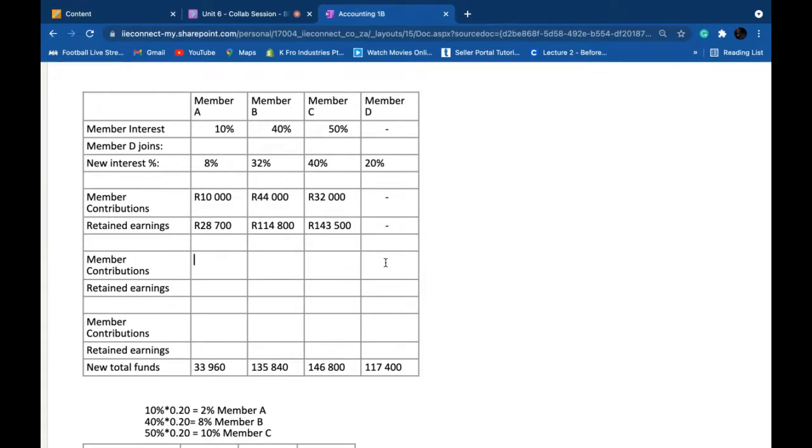So here contribution 10,000. Here I should put that R there for consistency's sake. This is 44,000. And then this is still going to be 32,000. And then for D, remember, they said how much? 60 or is it 20,000? How much did he give? Oh, 60. No problem. All right, so we've dealt with that. Now retained earnings need to be adjusted.